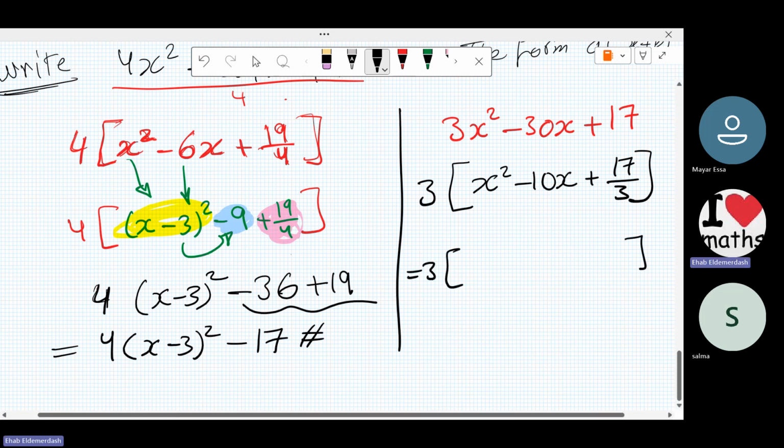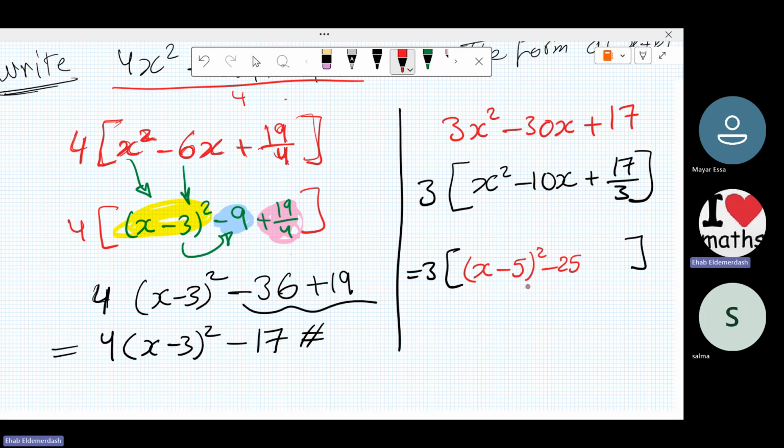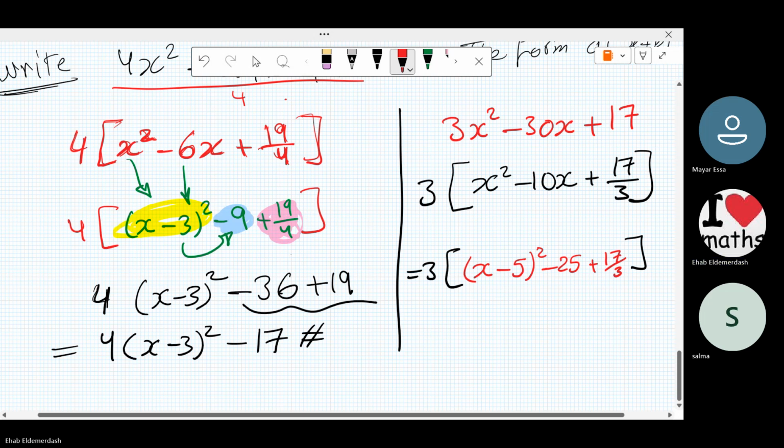The 3 and the bracket I will not touch. Go inside and start working inside the bracket. What should we do? Here, x minus 5 squared minus 25. Am I right? Because it's a square, half of the element in front of the x, minus 25 plus 17 over 3. Who can tell me what will be my next step? Multiply everything by 3.